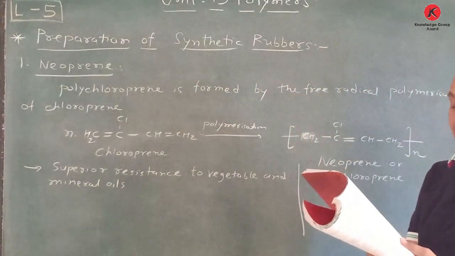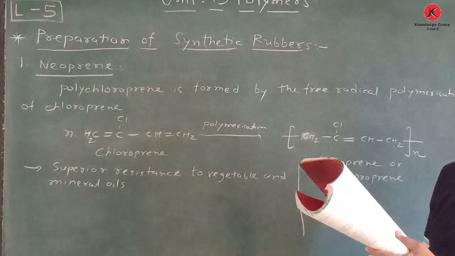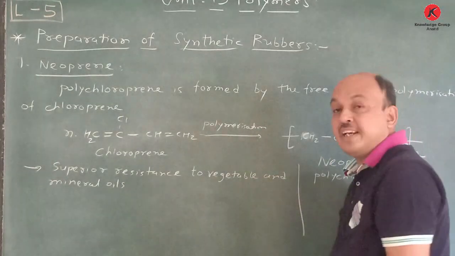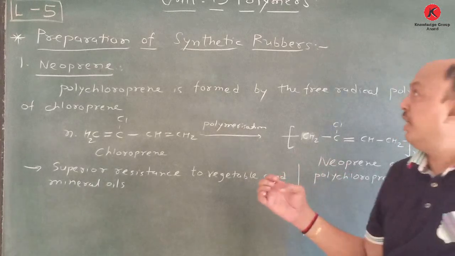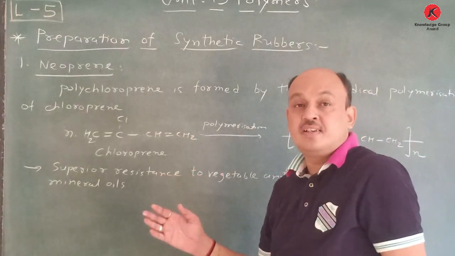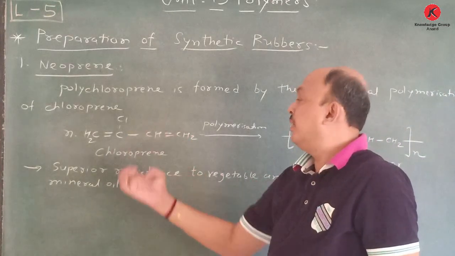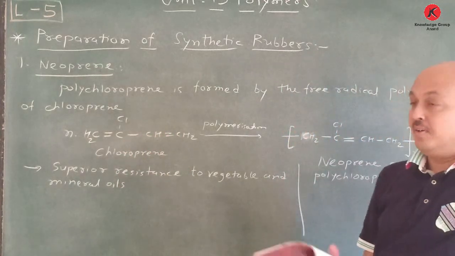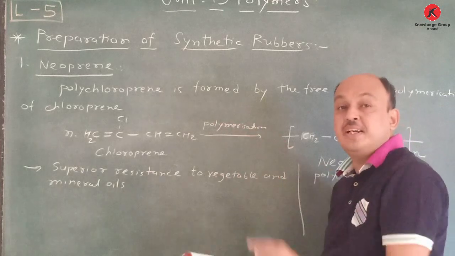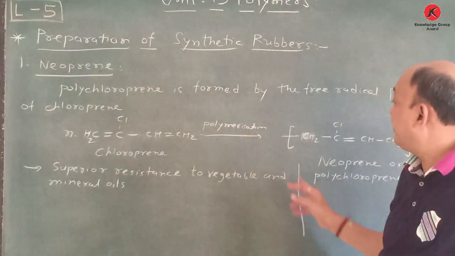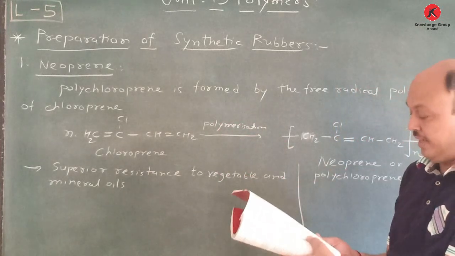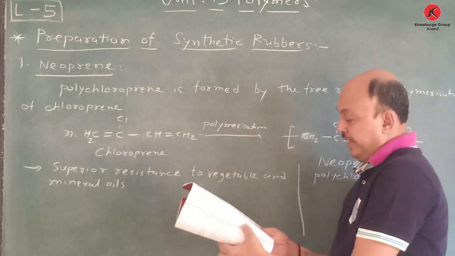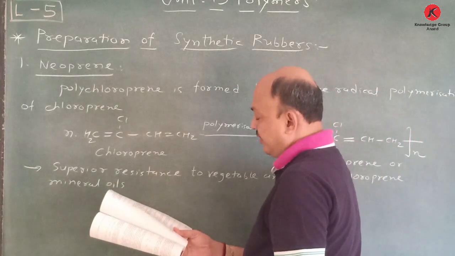It is used for manufacturing conveyor belts. Yes, it's very important. You already learned in your chapter number 6 how metal is extracted in terms of magnetic properties. At a time, one conveyor belt is prepared from this type of neoprene or polychloroprene. So this is very important.